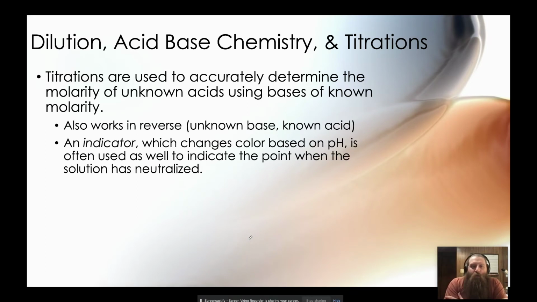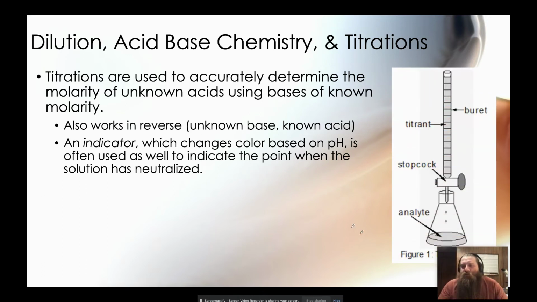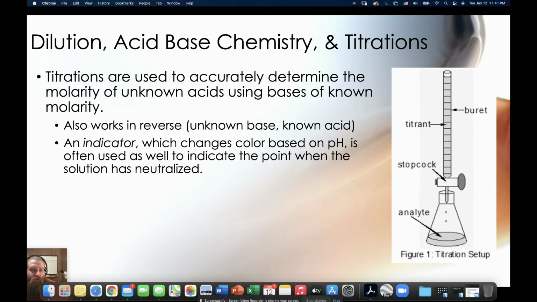Now, when we do this experiment, we use an indicator, and an indicator is going to change color based on the pH. Well, if I'm adding acids to bases, I can guarantee that the pH is eventually going to change, right? And we've already talked about types of reactions. We know that the acid-base neutralization reaction occurs when an acid and a base react in order to neutralize each other. So when we do a titration, this is the setup that we are going to see.